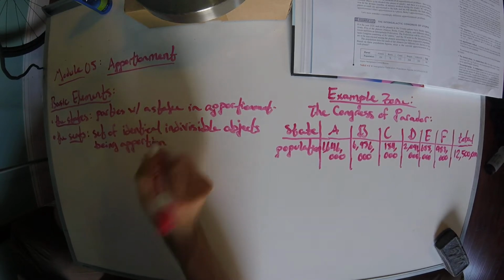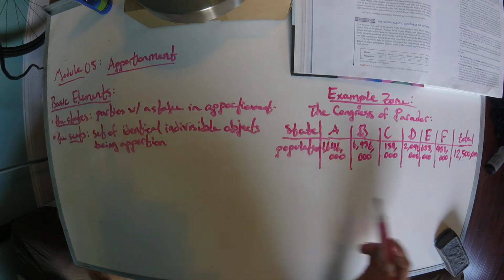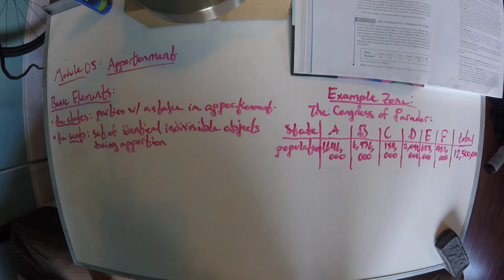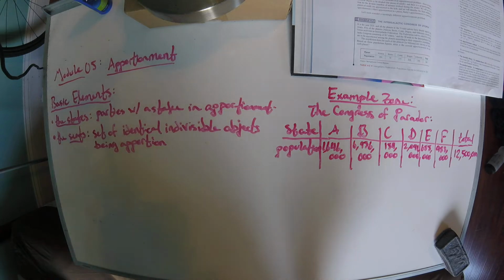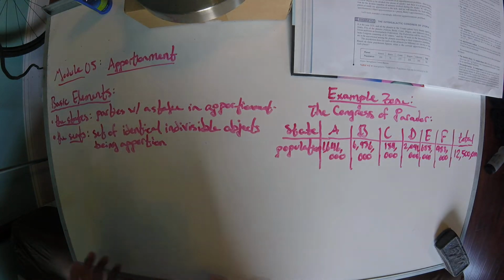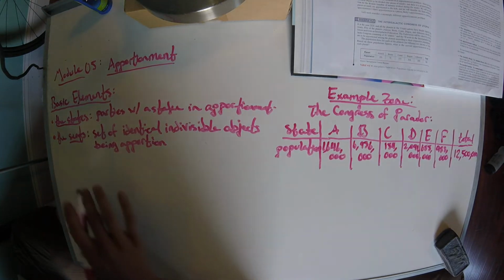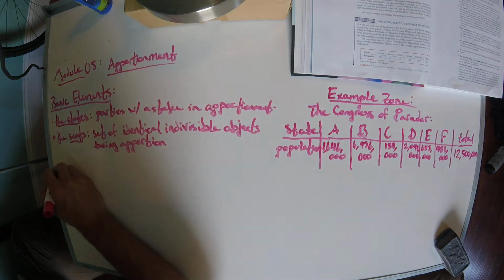So indivisible is important here, right? Because we can't divide up a seat. So you can think in the Congress of Parador, you can't give one half of a seat to Azúcar and the other half to Bahia. It's not going to work because we're not cutting people in half. So we can't do that. So they're indivisible. And now the populations.